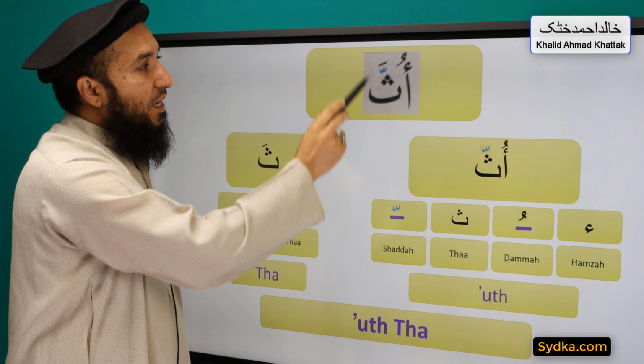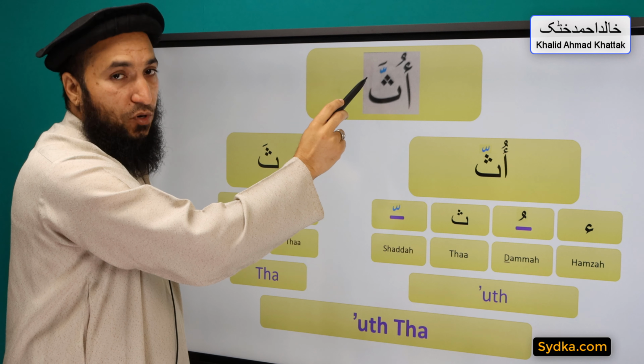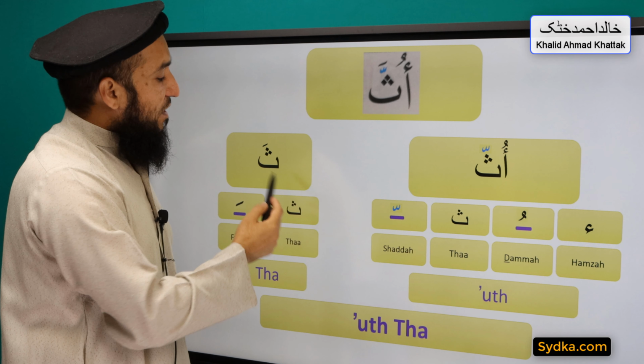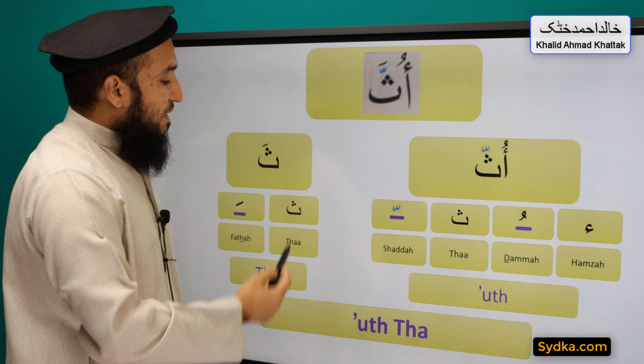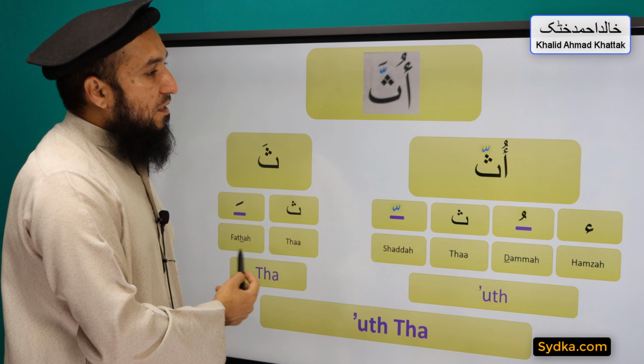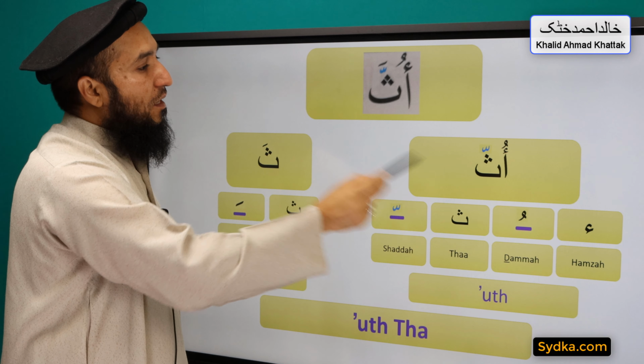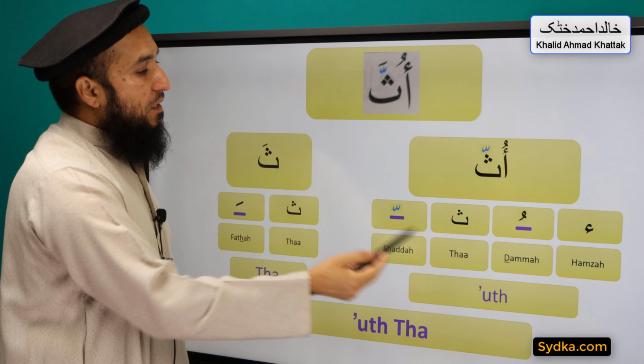Tha is a light letter, it has fatha on top of it, and it is prolonged for one count. Tha, fatha, tha. Combining both syllables together, we have utha, utha, utha.